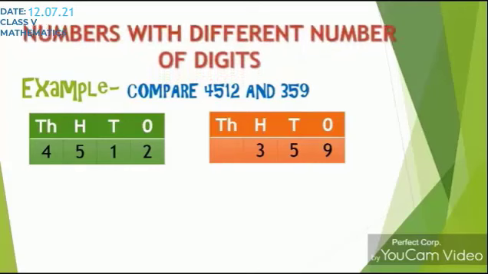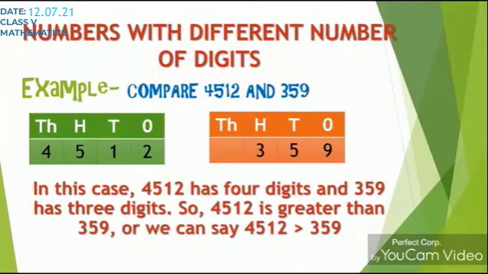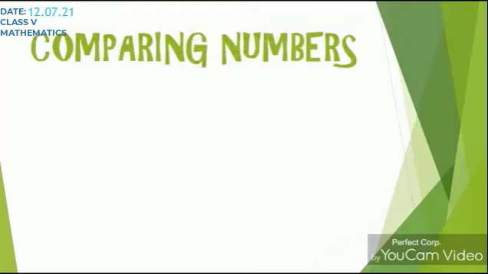4,512 and 359. When we compare these two numbers, the very first thing we can see clearly is that the first number has 4 digits while the other number has 3 digits. So the number with the greater number of digits is the greater one. We can say it, 4,512 is greater than 359.